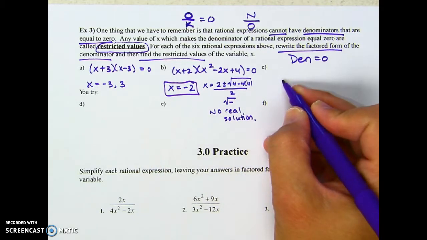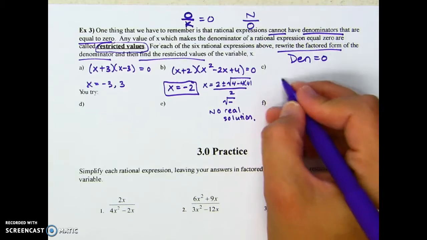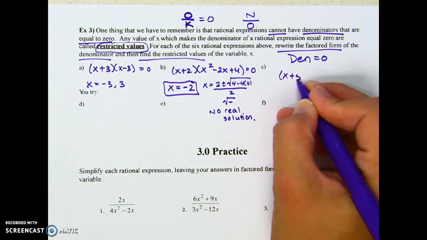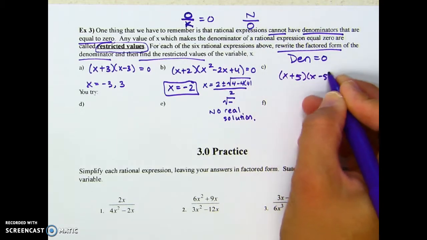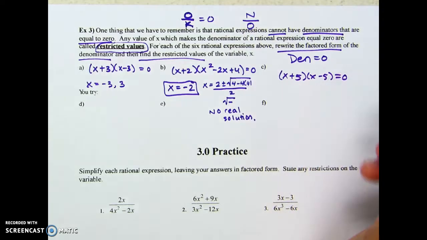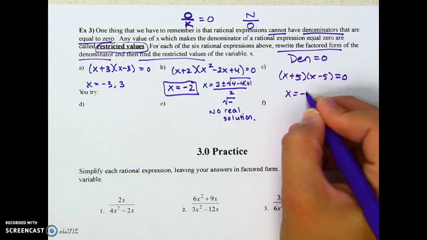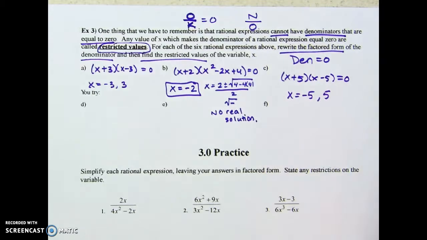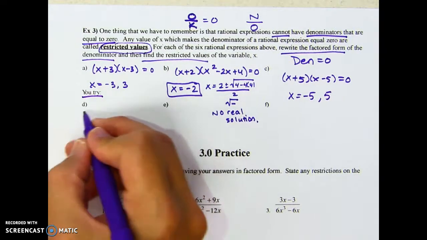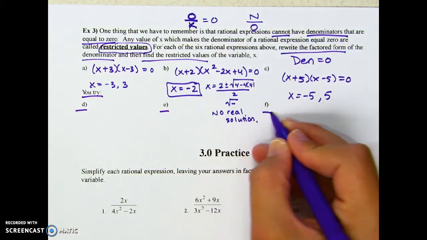For part C, what was our factored form of C? X plus 5, x minus 5 equals 0. So our restricted values are -5 and +5, like that. All right, I want you to try these, but this is kind of easy, so I don't really want to give you the answers.